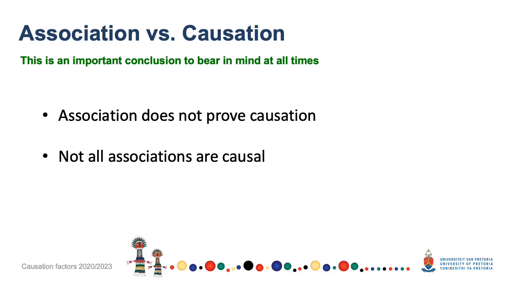In conclusion, association does not prove causation. Not all associations are causal. They might be, but you need more information before you can decide.